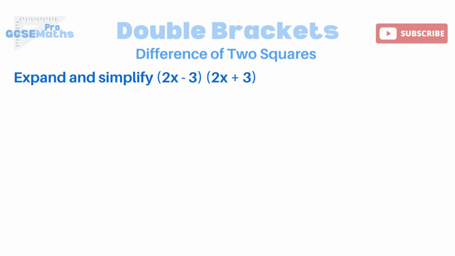So I've got a couple of examples of that here, so you can see we're going to expand this. We're still expanding and simplifying in the exact same way. That hasn't changed, has it? We're still going to multiply out the bracket. So 2x times 2x is 4x squared. 2x times 3 is plus 6x. And you can see we're going to have minus 3 times 2x, so minus 6x. And finally, minus 3 times plus 3 is minus 9.